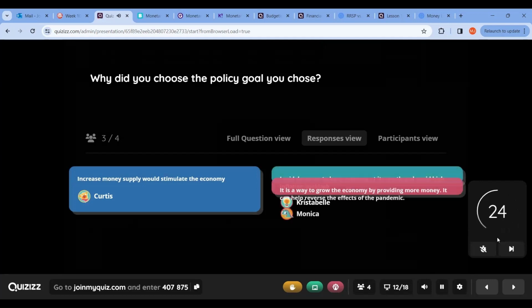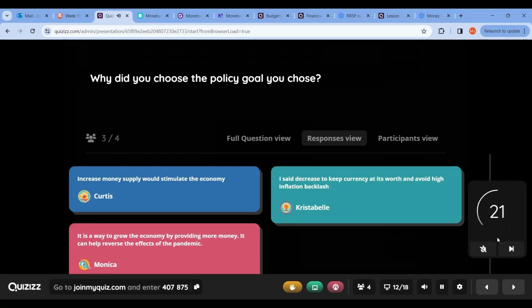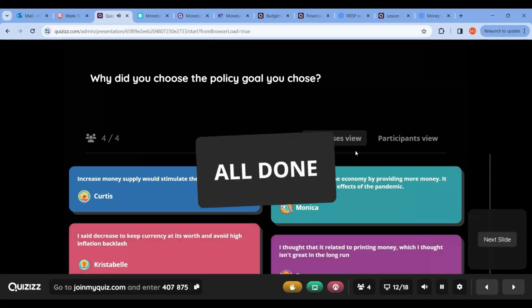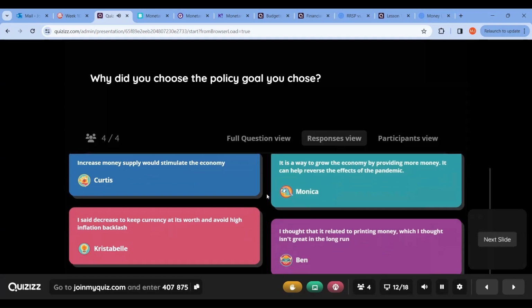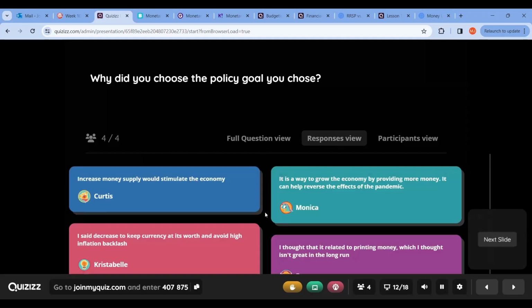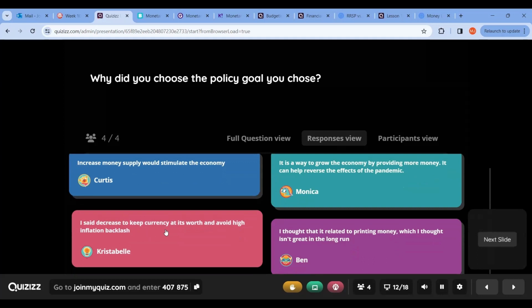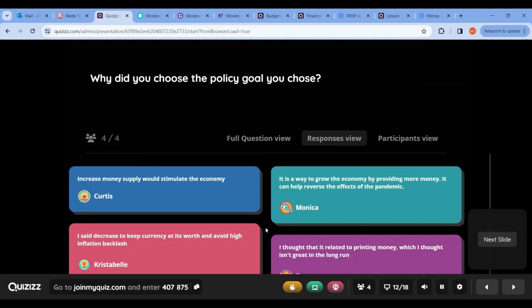Yes, exactly. Christabel said, I said decrease to keep currency at its worth and avoid high inflation backlash. That's a fair point. Decreasing the money supply keeps the currency strong, so you can still import a lot. Monica said it is a way to grow the economy by providing more money. It can help reverse the effects of the pandemic.